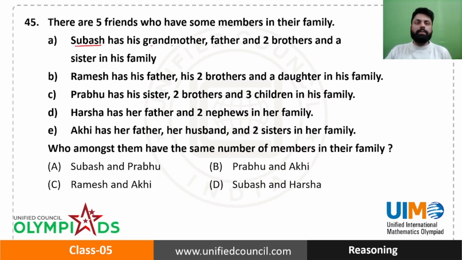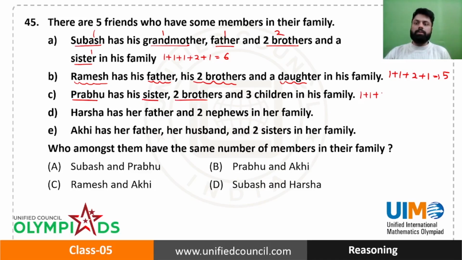So Subhash, his grandmother, father, 2 brothers, and a sister: 1 plus 1 plus 1 plus 2 plus 1, that is 6. Ramesh, his father, his 2 brothers, and daughter: 1 plus 1 plus 2 plus 1, that is 5. Prabhu, his sister, 1 plus 1 plus 2 brothers plus 3 children. This is 7.